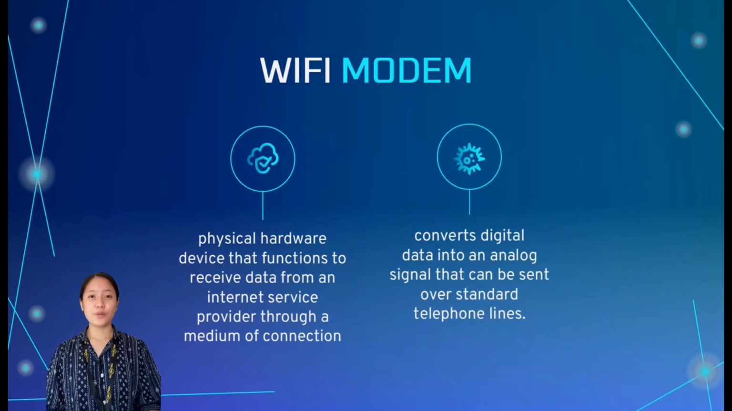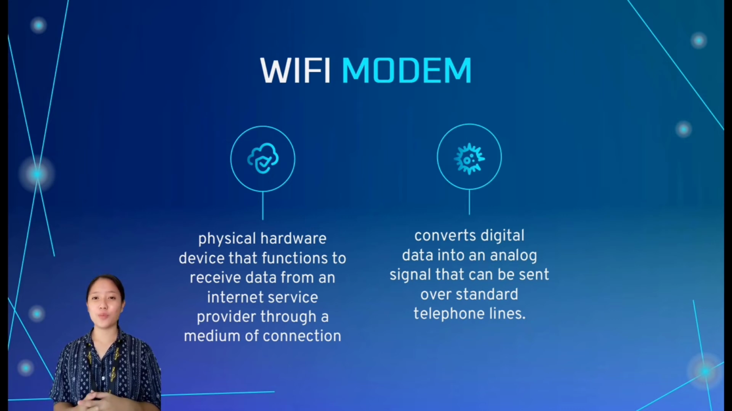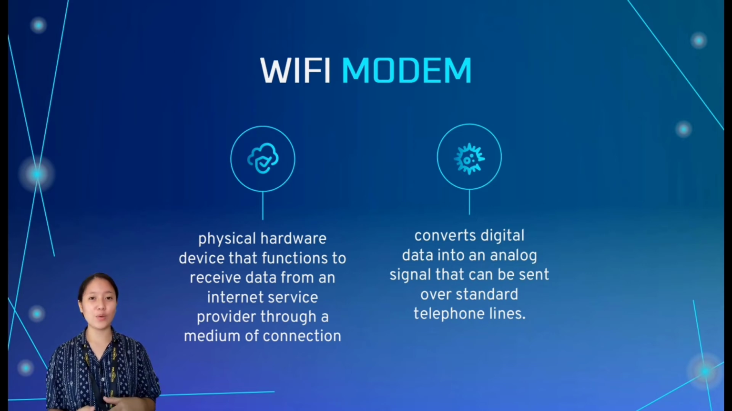First of all, the product that we choose is Wi-Fi modem. Wi-Fi modem is physically a hardware device that functions to receive data from an internet service provider through a medium of connection, such as cable, wires, or fiber optics. And it converts digital data from a computer or other device into an analog signal that can be sent over standard telephone lines.